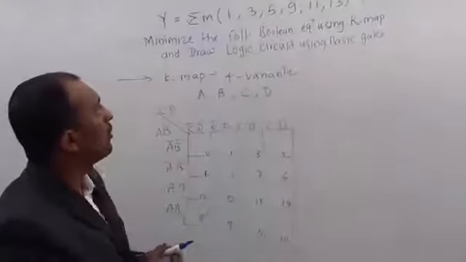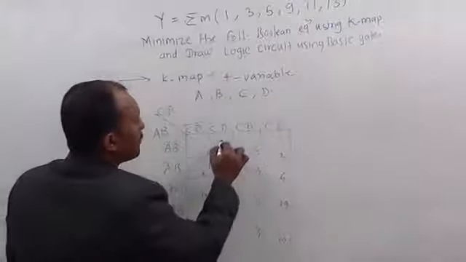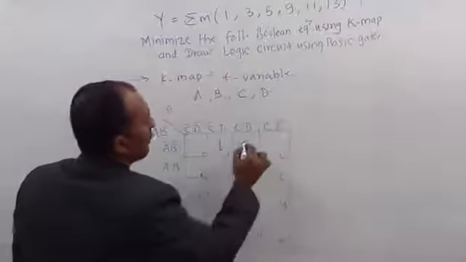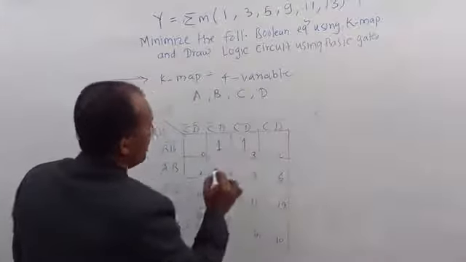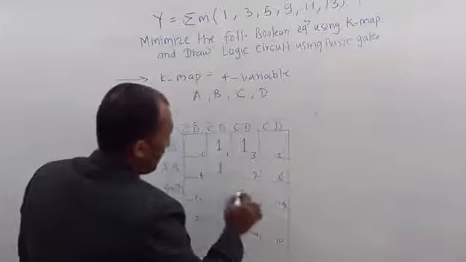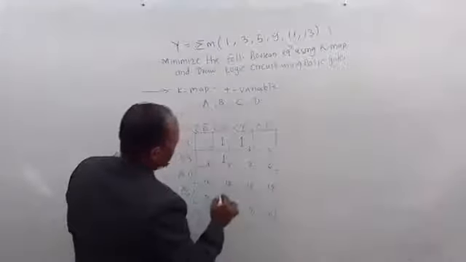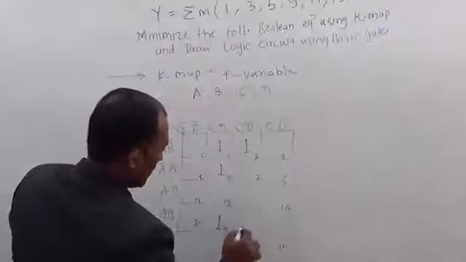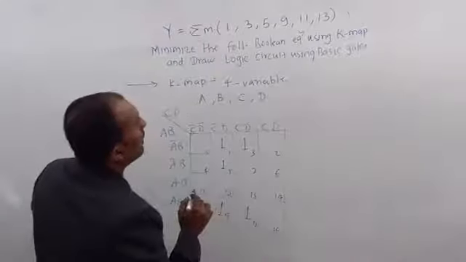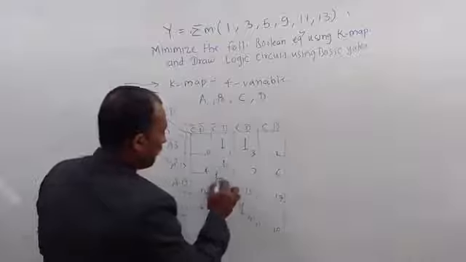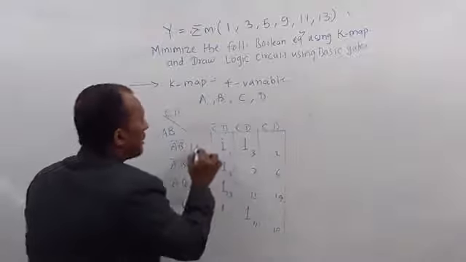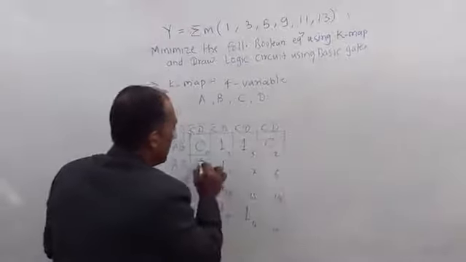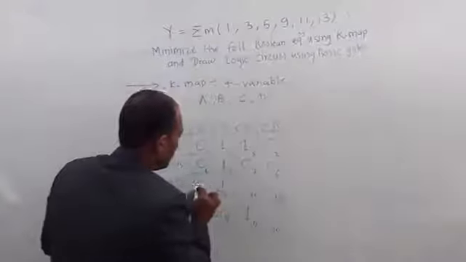We already have some given min terms. So 1 is a given min term, so we can take it as a 1. For 3 we can take it as a 1. For 5, 1. For 9, 1. For 11, 1. And for 13, 1. And the rest of the min terms we take as 0.